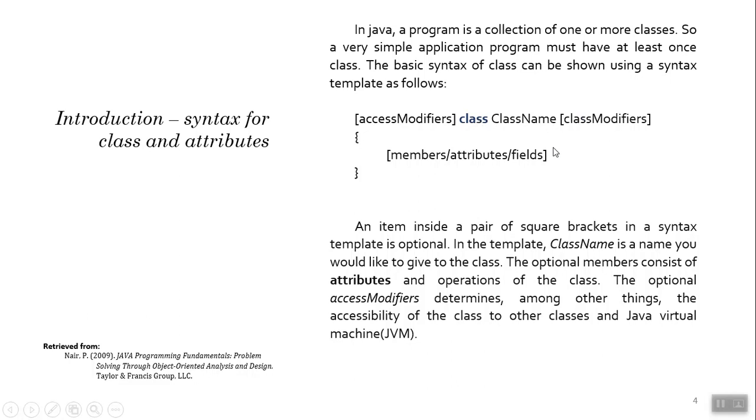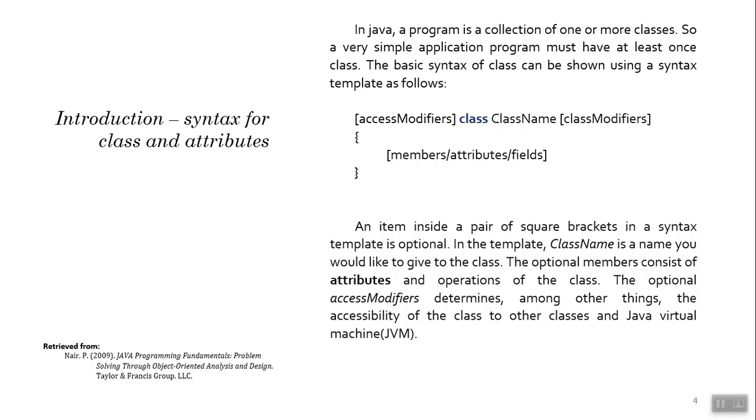And then in the template, class name is a name you would like to give to the class. And then the optional members consist of attributes and operations of the class. So this is the part wherein we declare our attributes or instance variables or fields or members. Okay, so you could just interchange those words. It's all the same.